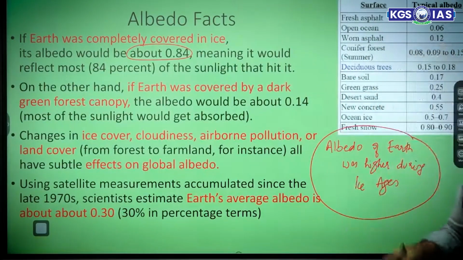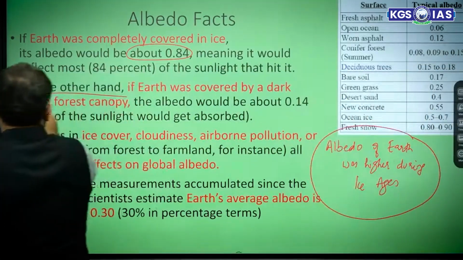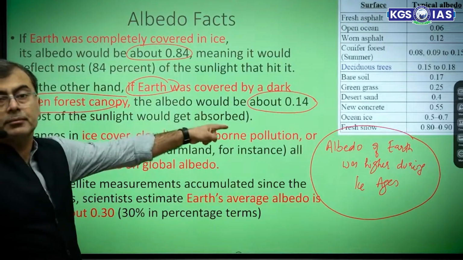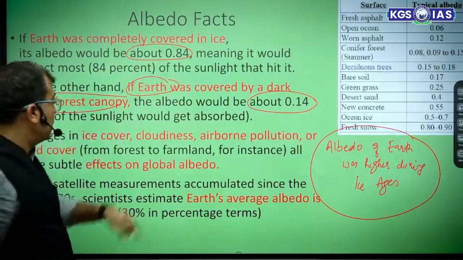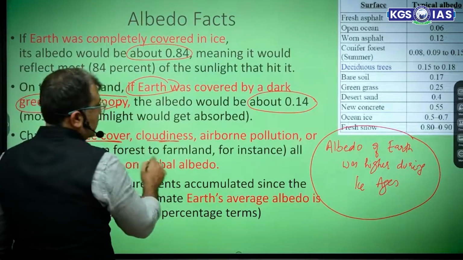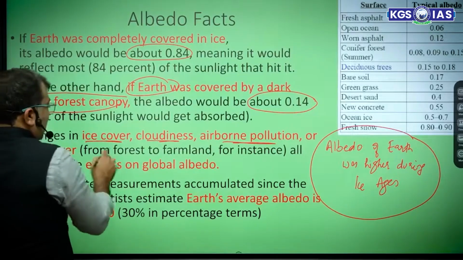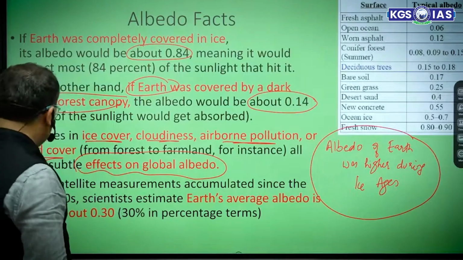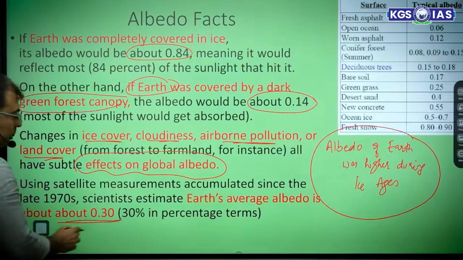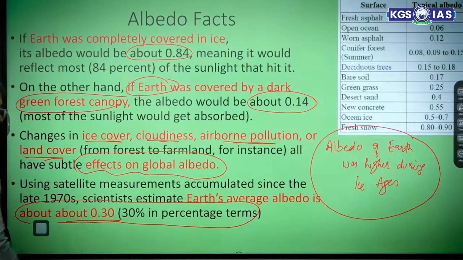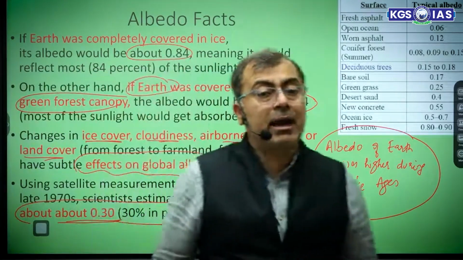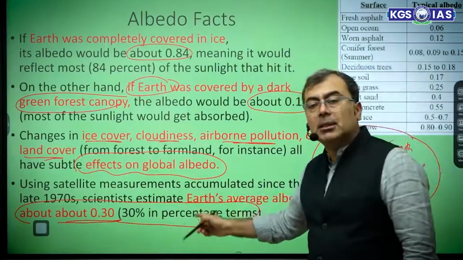Yes or no? If earth was covered by a dark green forest canopy, अगर अर्थ डार्क होती, सिर्फ फॉरेस्ट होता, तब हमारा एल्बिडो ओनली 14 होता. The changes in ice cover, cloudiness, airborne pollution, land cover from forest to farmland, for instance, all have effects on global albedo, and the average albedo of earth is 0.3. 30% is the average. Using satellite measurements accumulated since 1970s, लास्ट 60 ईयर्स में हमारा एवरेज एल्बिडो 0.3, विच मीन्स 30%.